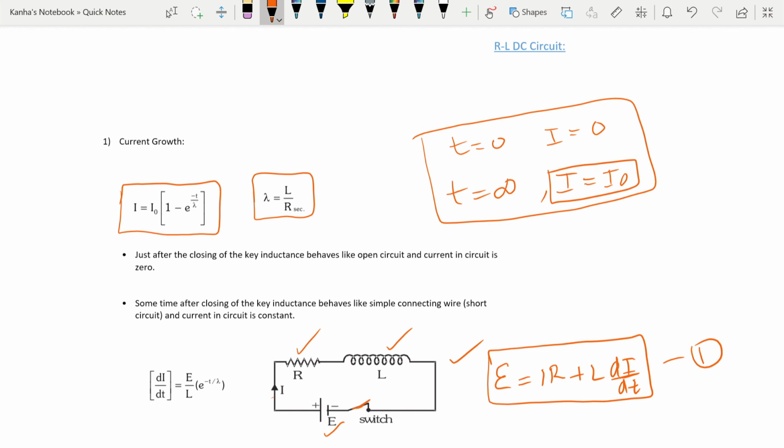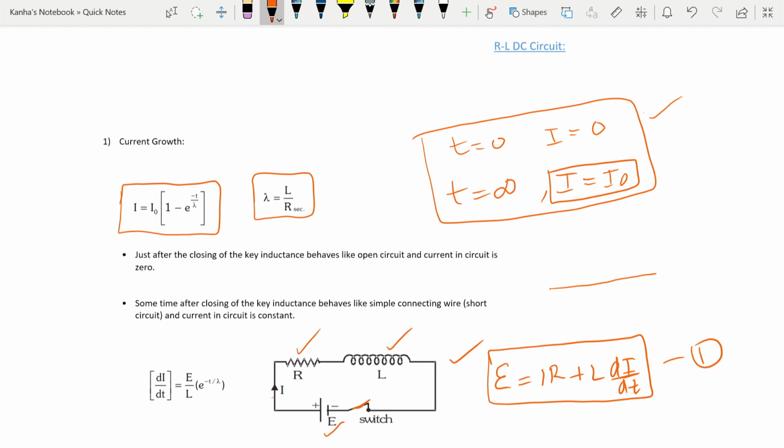Let's talk a little more about this. Just after we close the key, the inductance behaves like an open circuit and the current in the circuit is 0. So for the open circuit, I is equal to 0. Some time after closing the key, the inductance behaves like a simple connected wire, like a short circuit, and the current in the circuit becomes constant.